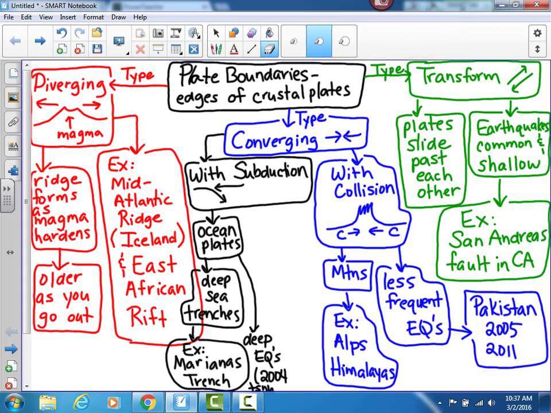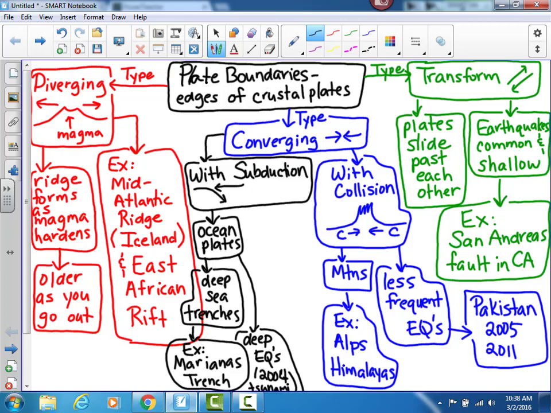Oops. What is that? Gotta spell it right. There we go. Tsunami. That's better. Yes, that was the worst one. The 2004 tsunami in Asia was caused by that kind of boundary.